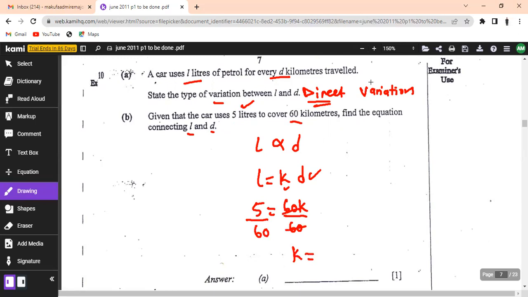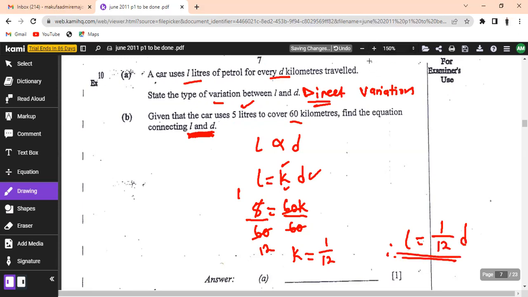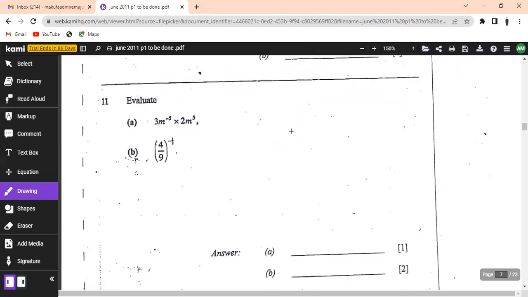So our constant is going to be here, 5 into 5, that's 1. 5 into 60, that's 12. Okay, so that's 1 over 12. So therefore, the relationship now between L and D, we need the equation that connects only L and D. So it's going to be L is equal to K, which is 1 over 12, times D. So that's going to be our relationship or the equation which connects the number of liters with the distance which was traveled. Okay, so that was the case like that.